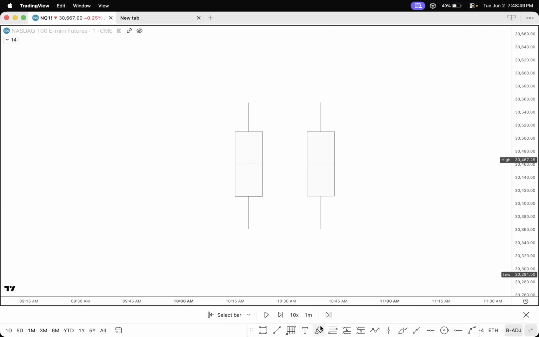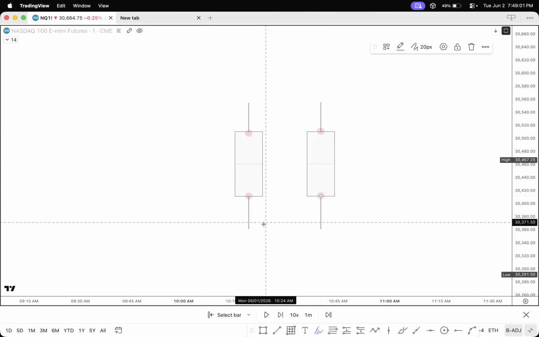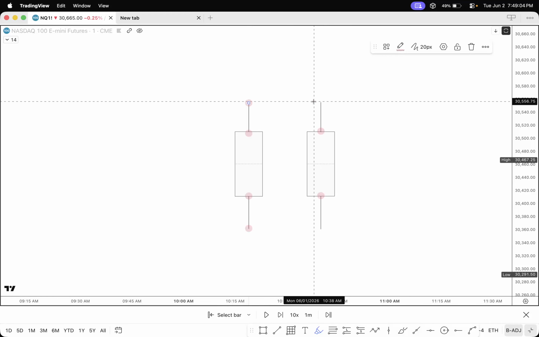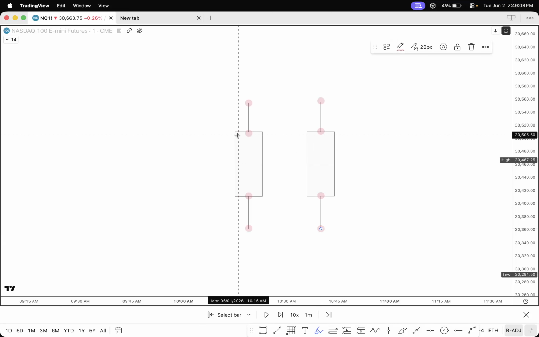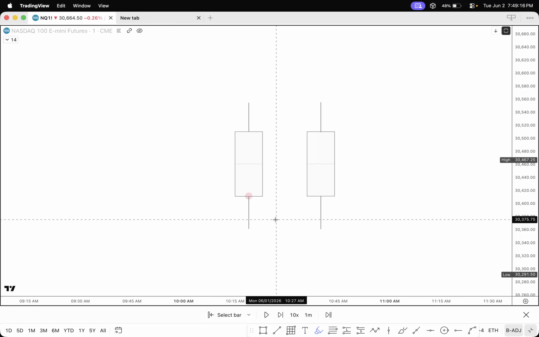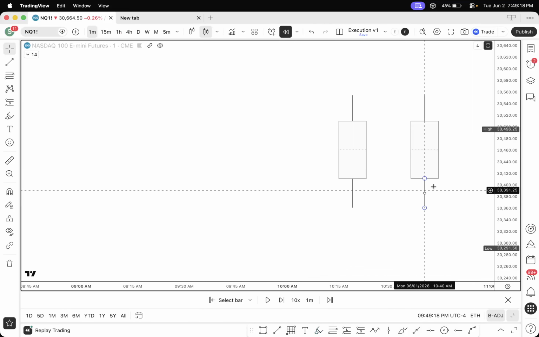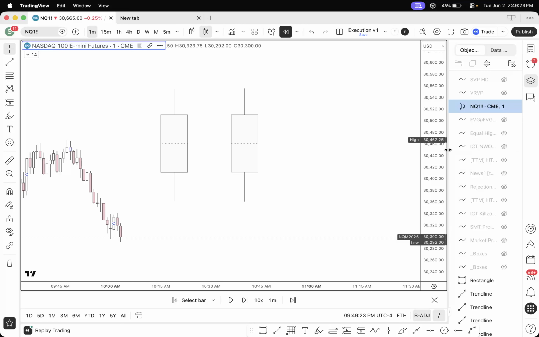But anyways, now we understand the two main things: the body and the wicks. The open and close, and we understand low and high. So these are the four main points of the candle, and we also understand the bodies and the wicks. It's a pretty simple concept to understand once you get it. So now let's go to some chart examples and see how this plays out in real life.